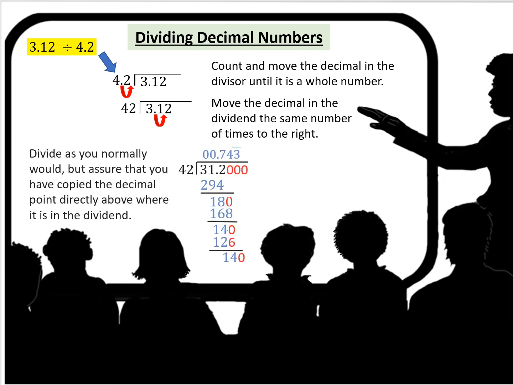How many places did I go over? Just 1. So I'm going to move the decimal in the dividend the same number of times to the right, 1 place. So now I have 31.2 divided by 42.